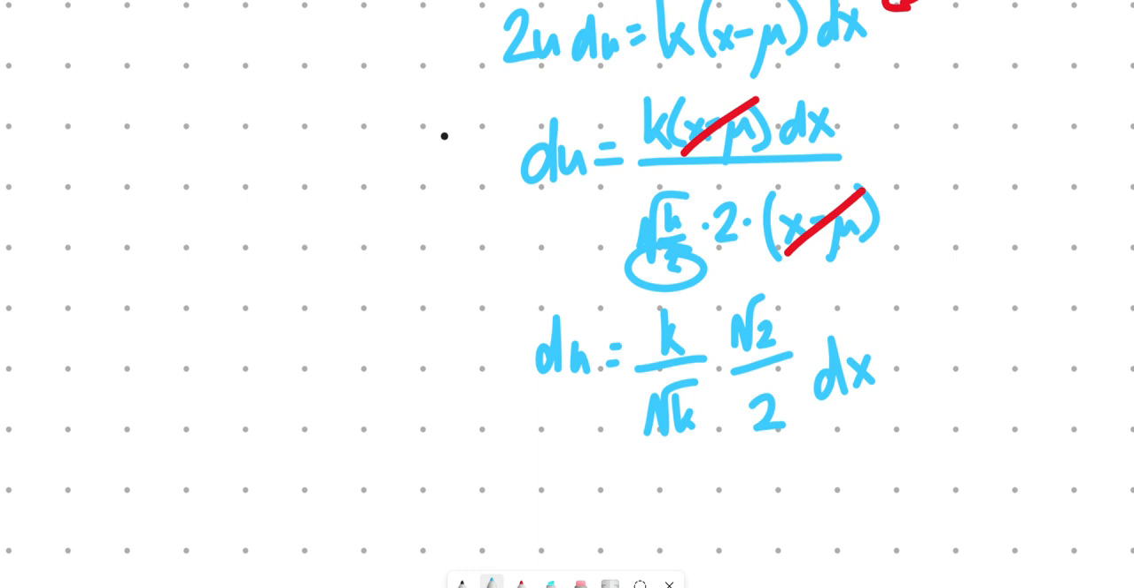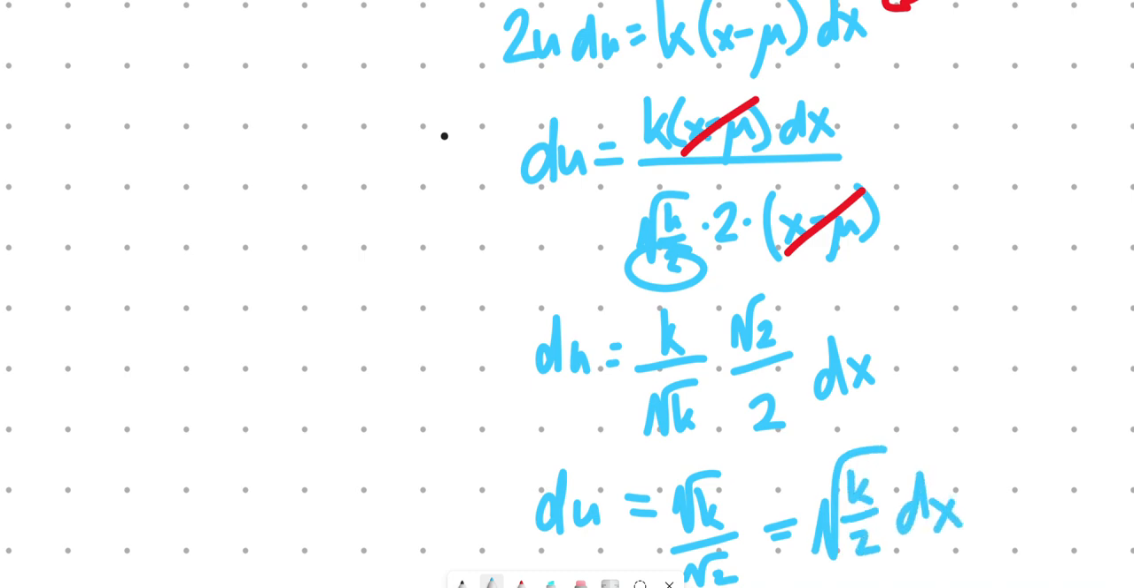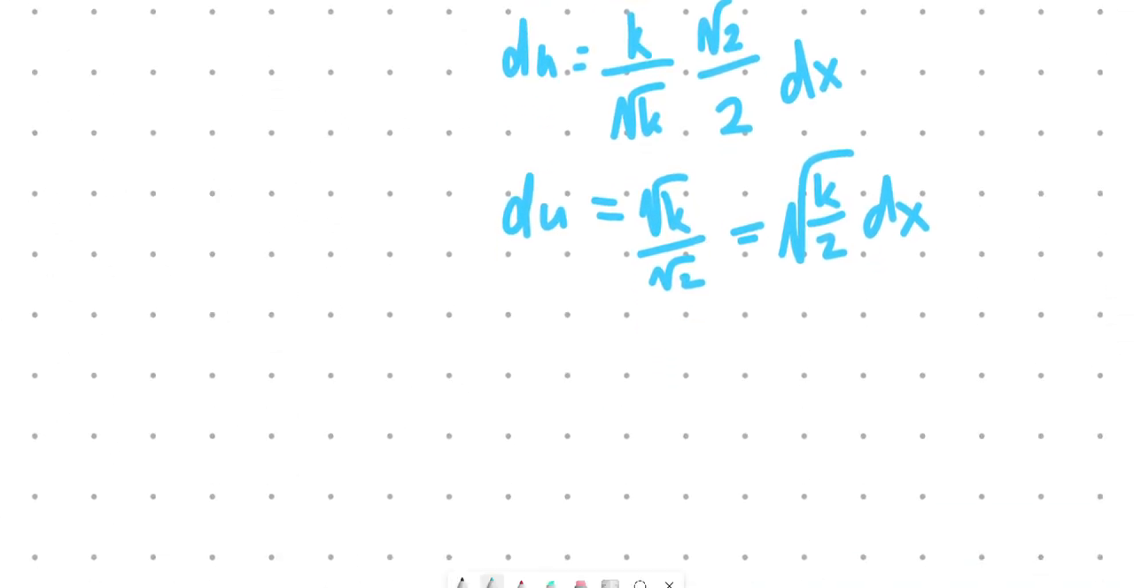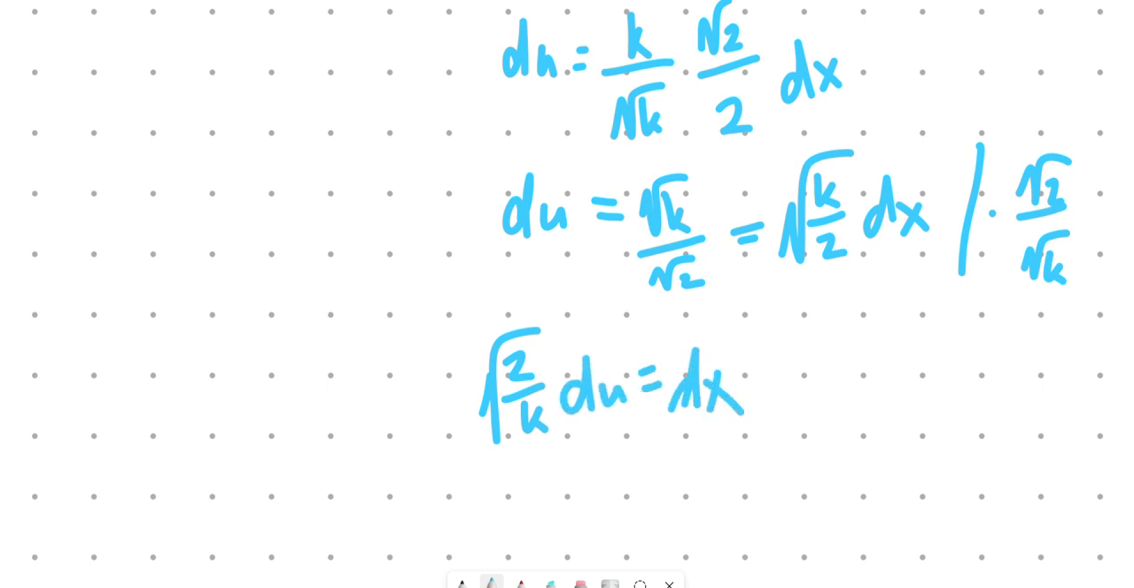Now the square root of 2 divided by 2 is the same thing as 1 over the square root of 2. K divided by the square root of k is going to be k to the 1 minus 1/2 through the exponential rules. We get the square root of k over the square root of 2, which is going to equal the square root of k over 2 dx. Since we want to solve for dx, we have to multiply by the square root of 2 divided by the square root of k, so we get the square root of 2 over k du is dx.